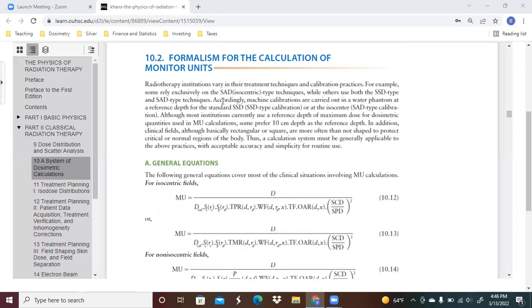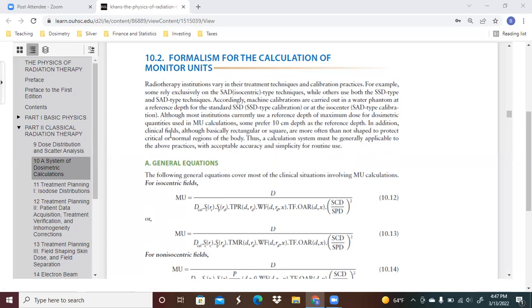Radiotherapy institutions vary in their treatment techniques and calibration practices. For example, some rely exclusively on SAD type techniques, while others use both SSD as well as SAD. Accordingly, machine calibrations are carried out in a water phantom at a reference depth for the standard SSD or at isocenter for an SAD. Although most institutions currently use a reference depth of maximum dose for dosimetric quantities used in MU calculations, some prefer 10 cm depth as a reference depth. It kind of depends on where you go and what the training was.